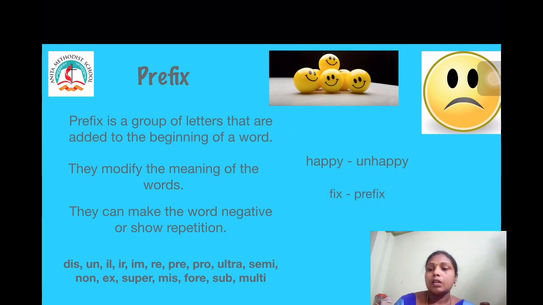Let us see one more example. Fix, prefix. Okay, fix is a root word, prefix is a prefix. Okay, am I confusing you? I'll repeat again. Prefix is a group of letters that are added to the beginning of a word. Okay, let's see some example words.